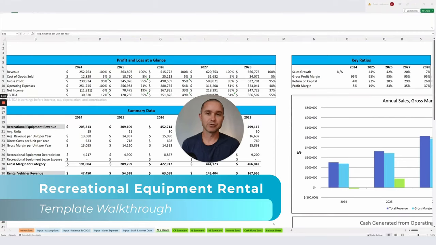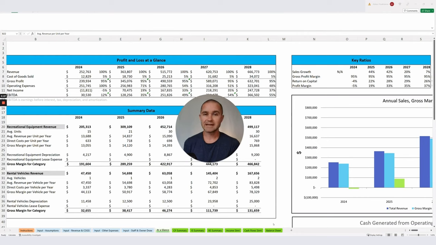Hey, if you're looking to create a set of financial projections for a recreational equipment rental business, this could be anything from renting out things like kayaks or skis or e-bikes to renting out recreational vehicles, so RVs, boats, and kind of anything in between. If you're looking to create financials, a forecast for potential investors and lenders for this type of business, then you've come to the right place, because we have built this financial projection spreadsheet template that I'm going to walk you through, that's built specifically for this type of business model.